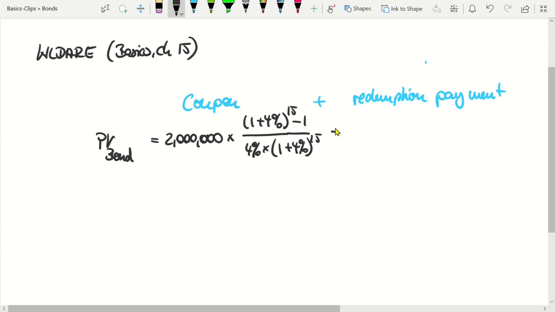The second component is the present value of the redemption payment. So the total redemption payment amounts to 50 million. And for discounting, we multiply this value by 1 divided by 1 plus 4% to the power of 15. The present value is 50 million.